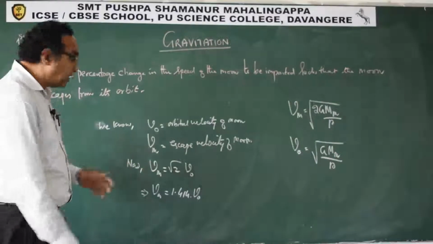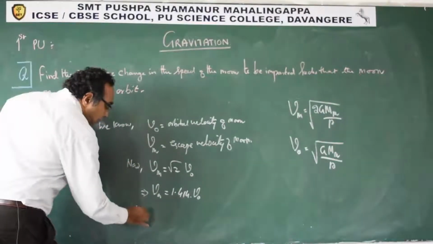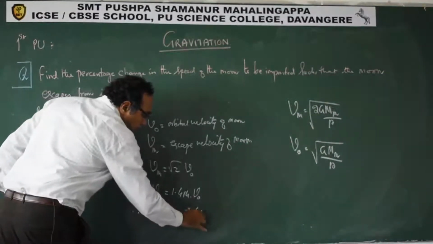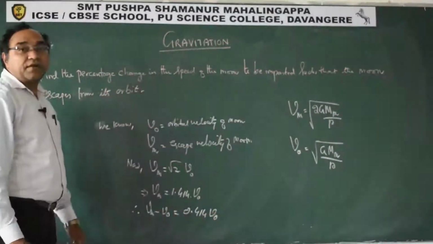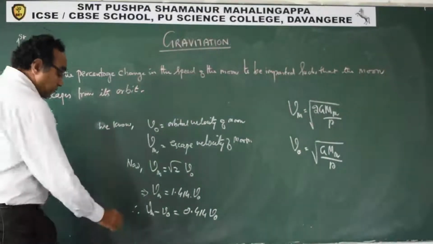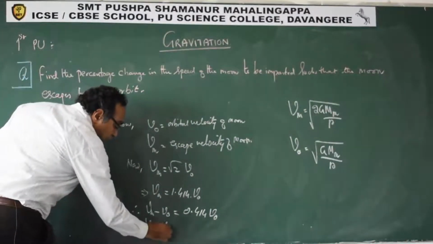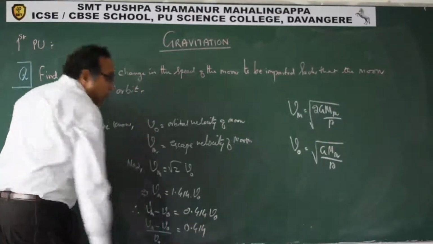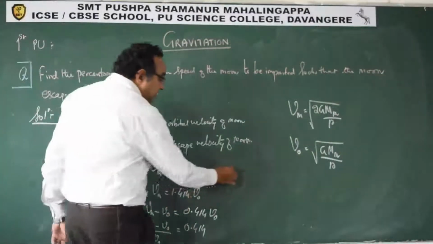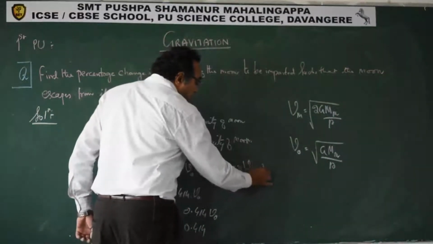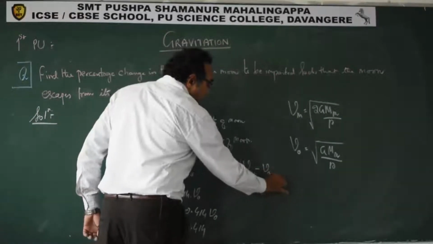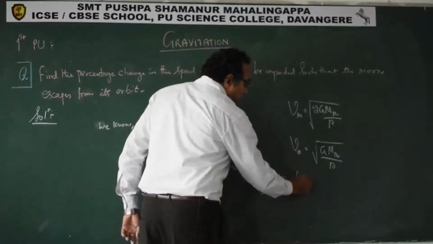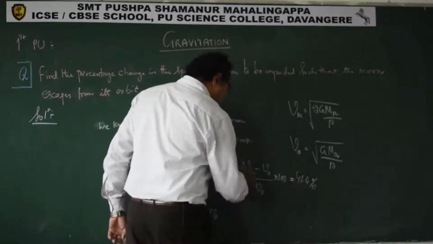So what is the percentage increase? Therefore we can say Ve minus Vo is equal to 0.414 Vo. This is the increase in velocity required. So the fractional change will be how much? Ve minus Vo by Vo. So this is 0.414. So what is the percentage increase? This means Ve minus Vo by Vo into 100. This will give us 41.4%.